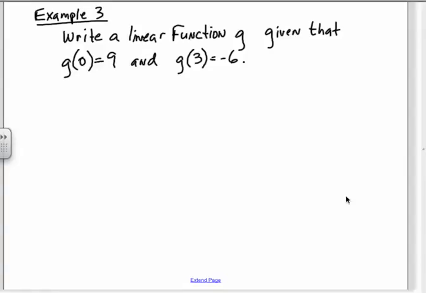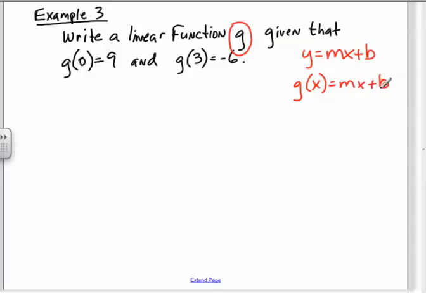Okay, example number 3. Now guys, this one says write a linear function g. That means they don't want us to say y equals mx plus b, because that is a line written in function form, but they want us to call it g. So instead of y equals mx plus b, it's g of x equals mx plus b. So that's the way they want us to write our answer.